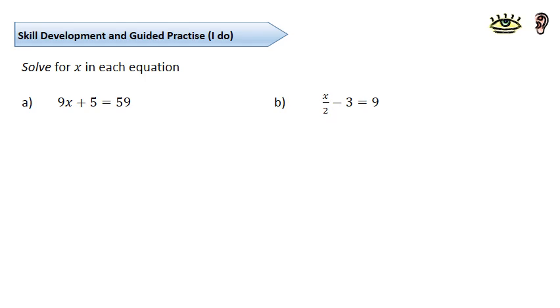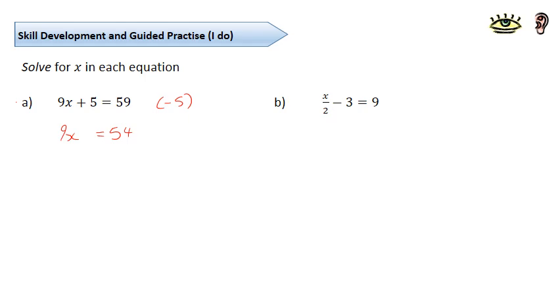So at the moment we've got a plus 5. Usually you do addition and subtraction last. We're going to do it first. We're going to use the inverse operation. So we're going to minus 5, and we're going to do that to both sides. So 9x plus 5 minus 5 will just leave us with 9x, and 59 minus 5 will give us 54.